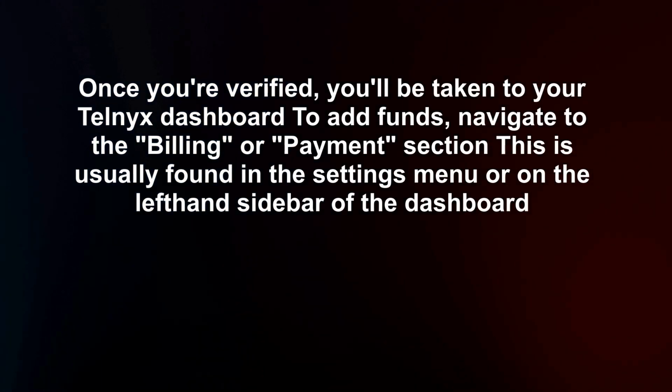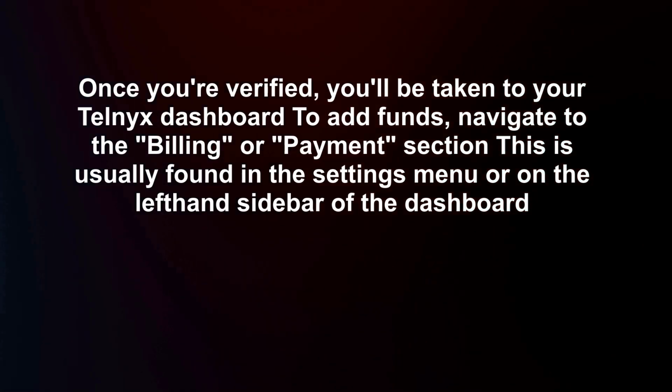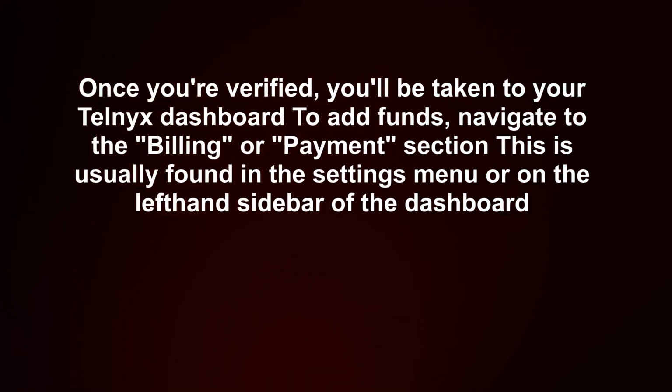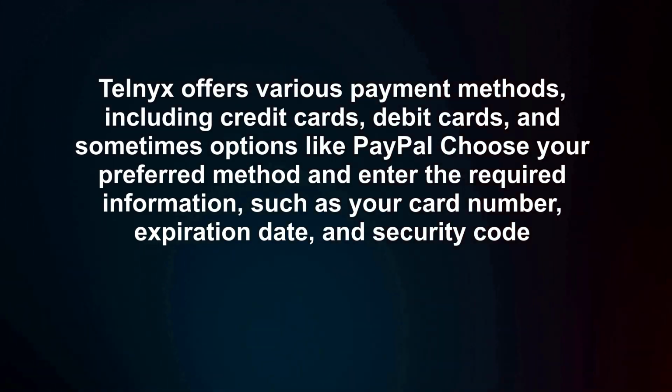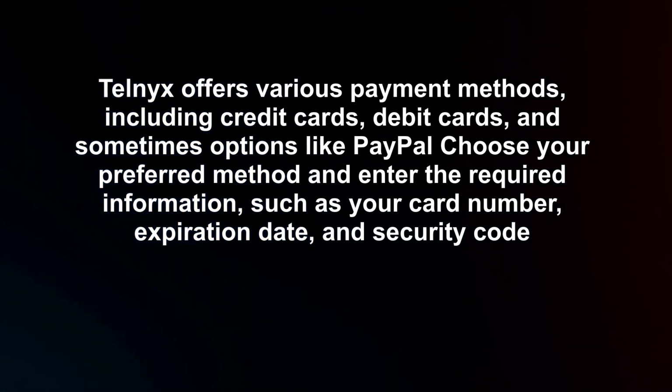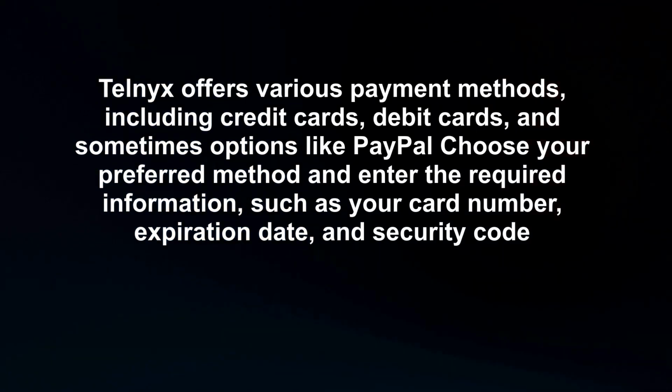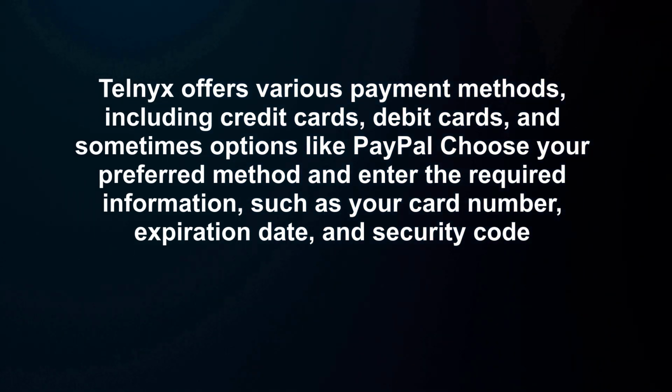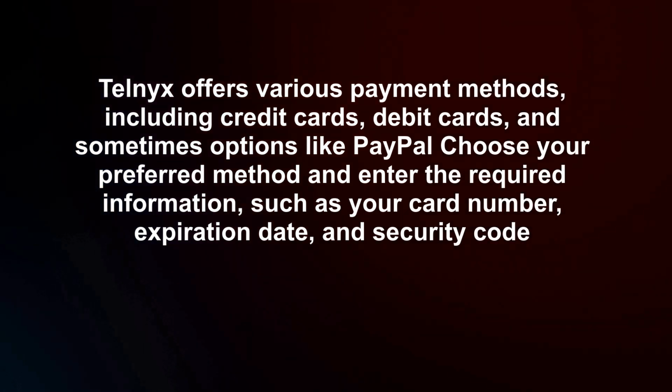Navigate to the billing or payment section. This is usually found in the settings menu or on the left-hand sidebar of the dashboard. Telnyx offers various payment methods, including credit cards, debit cards, and sometimes options like PayPal. Choose your preferred method and enter the required information, such as your card number, expiration date, and security code.